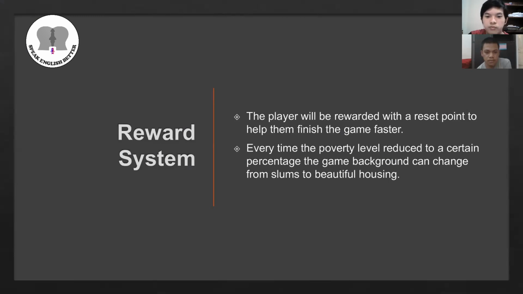reward system. The player will be rewarded with a reset point to help them finish the game faster. Every time the poverty level reduces to a certain percentage, the game background can change from slums to beautiful housing. Next slide.